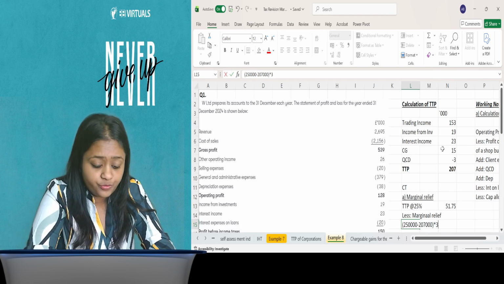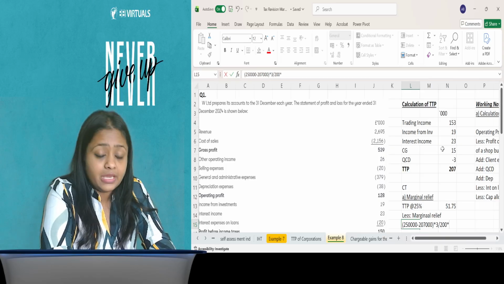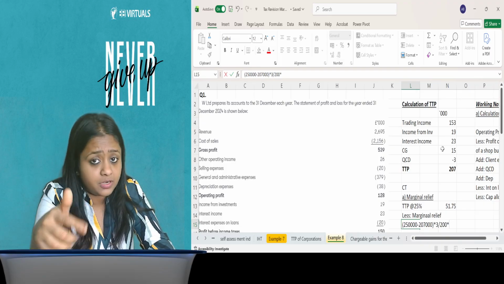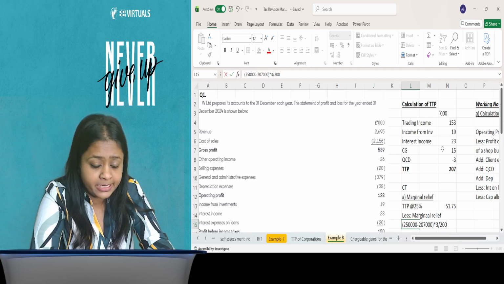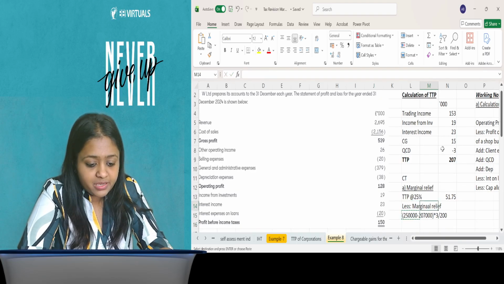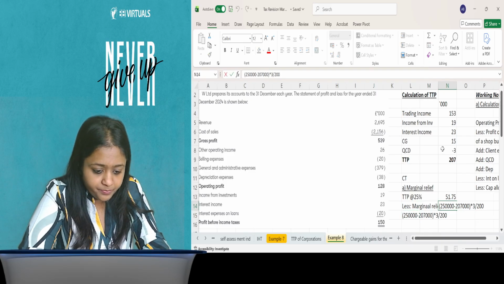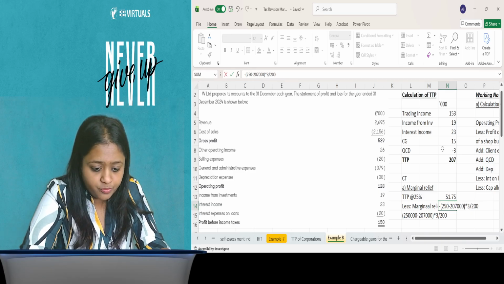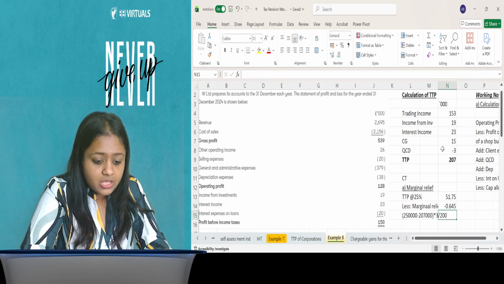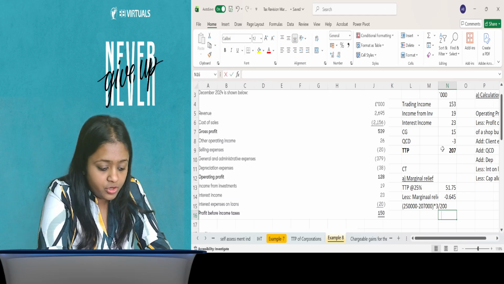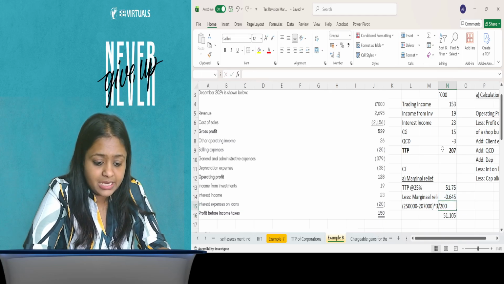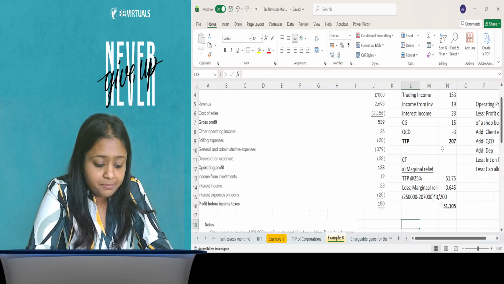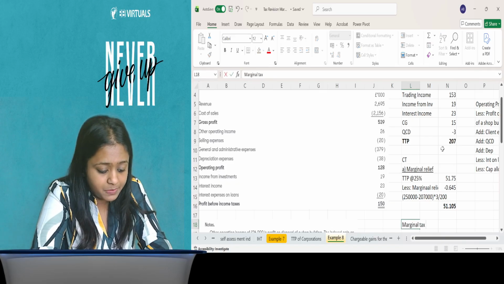multiplied by fixed index of 3 by 200, fixed figure. Then ideally we multiply it with TTP divided by augmented profit. Here TTP and augmented profits are same, so nothing to multiply, it will be same. Now reduce this figure as marginal relief. Let me remove the zeros, because I've already taken the zeros, right? So it becomes negative 0.645. Now you reduce it, and you get a corporation tax liability of 51.105 in thousands.